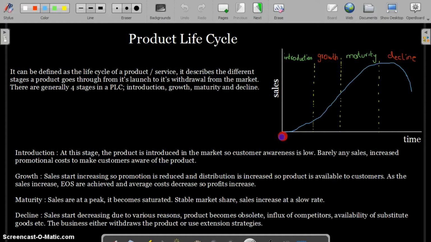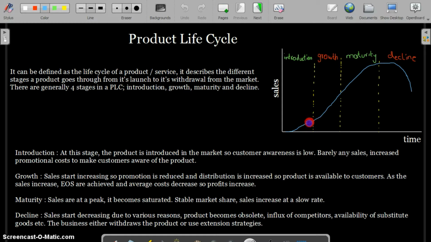When it's first introduced in the market, customers don't know about the product, what the product is, or even if it exists or not. So that's why the promotional costs are at an all-time high at this stage, in particular at the introduction stage. There are barely any sales, but the sales are slowly increasing as the number of customers increases. There's more awareness, there's promotion going on, so sales slowly increase.